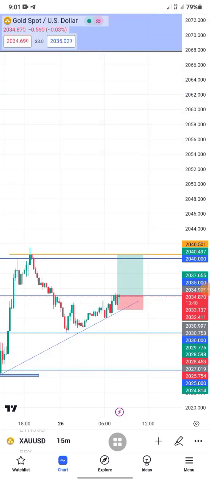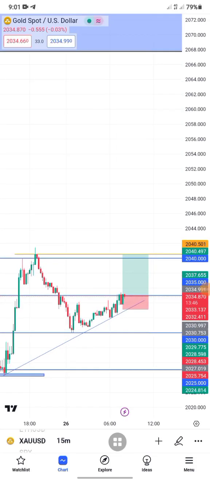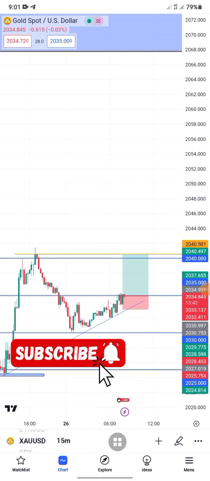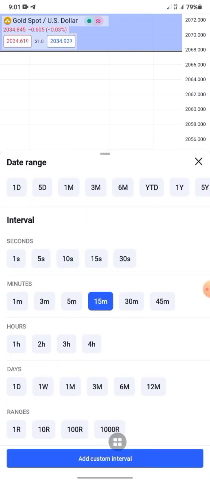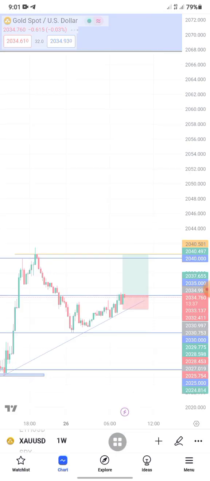Okay, this is a trade I called this morning. The reason why I'm expecting this buy, let's move to the weekly time frame to show you the reason why I called this buy. Okay, right here in my weekly time frame.